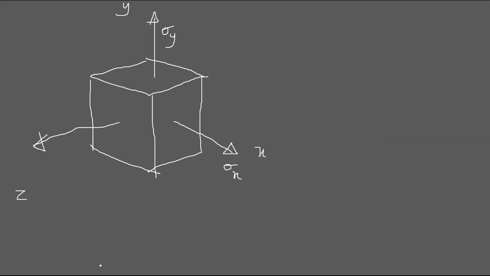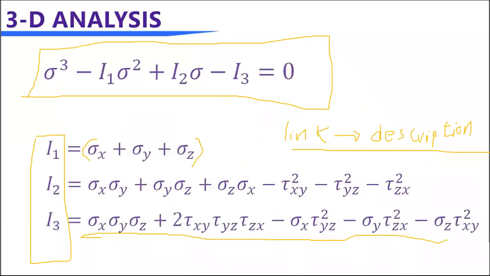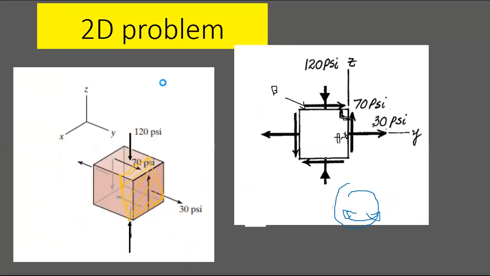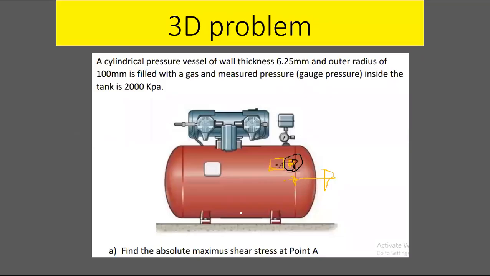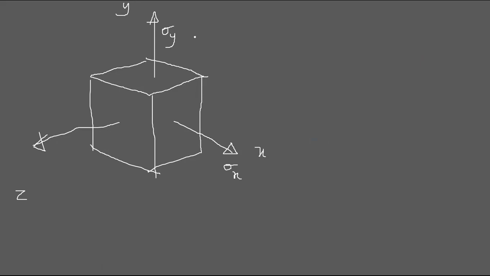So, how do I say that? Let's say you need to know the absolute maximum shear stress. So that's your task. Don't worry about the principal stresses for now. In the previous video, I did how to find the principal stresses. In this case, the objective is for you to find the absolute maximum shear stress at point A. So you need to draw this on a Mohr circle.